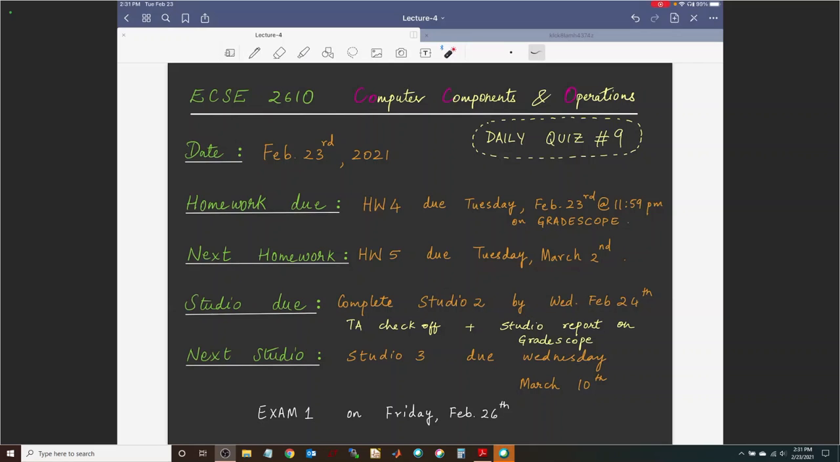In terms of Studio 2, it is due tomorrow. So make sure that you get a checkoff from the TAs and undergraduate student assistants, and also submit a report, a group submission. You guys are working as a team of 2 on Gradescope. So both things are required. In terms of Studio 3, resources and a video link, all of that has been posted on Piazza under Studio resources. So take a look at that.